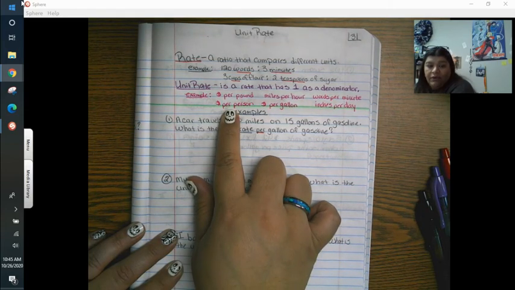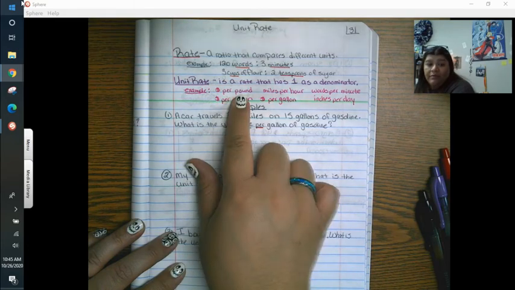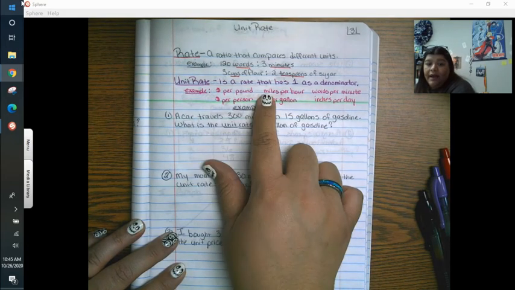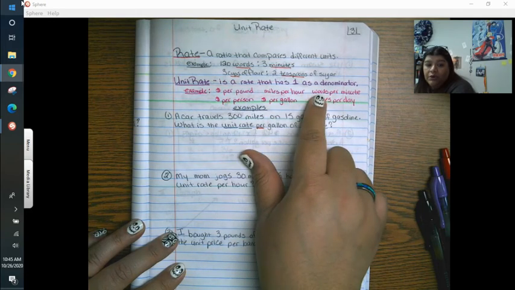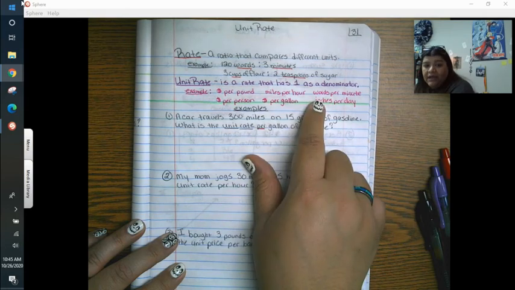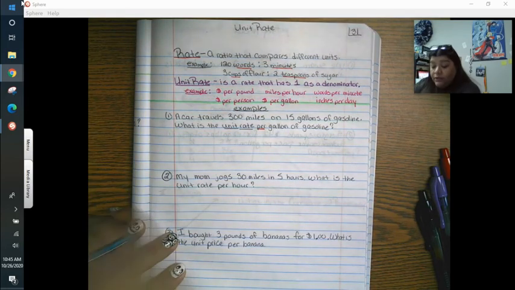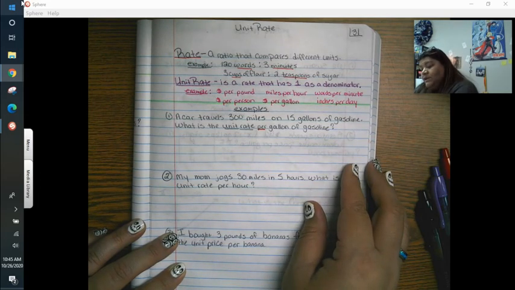Some of the most common unit rates that you'll see around are dollars per pound. So how much does it cost for 1 pound? Miles per hour. How many miles can you go in 1 hour? Words per minute, dollar per person, dollar per gallon, inches per day. Those are things that you will see daily, in everyday life. That's pretty much per 1. How many is it for 1?